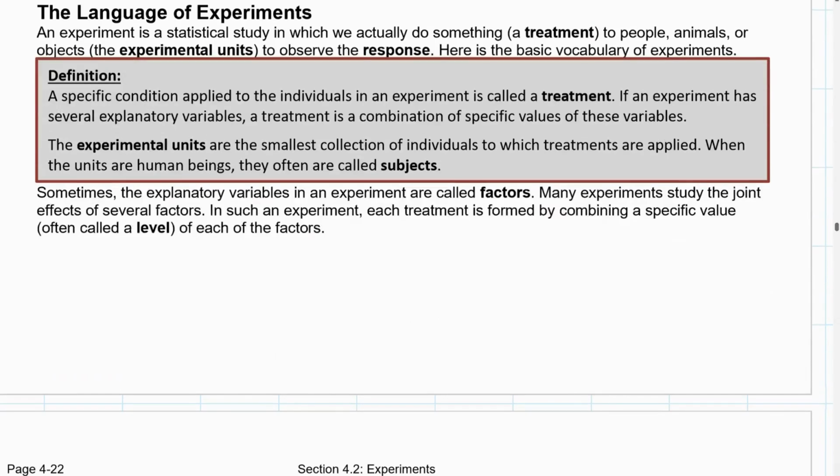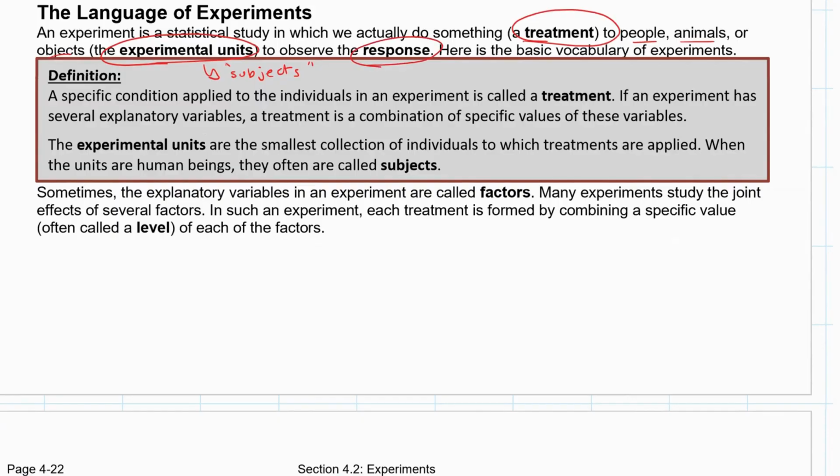Now, let's get into some of the vocabulary associated with designing good experiments. An experiment, as we said, has to involve a treatment, okay? And that treatment is applied to people or animals or subjects or objects. We call them experimental units. By the way, if the experimental unit happens to be a human, we call them subjects.